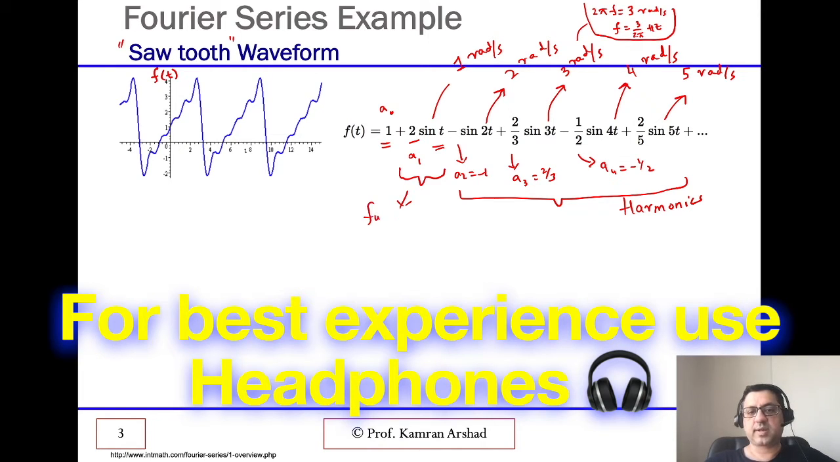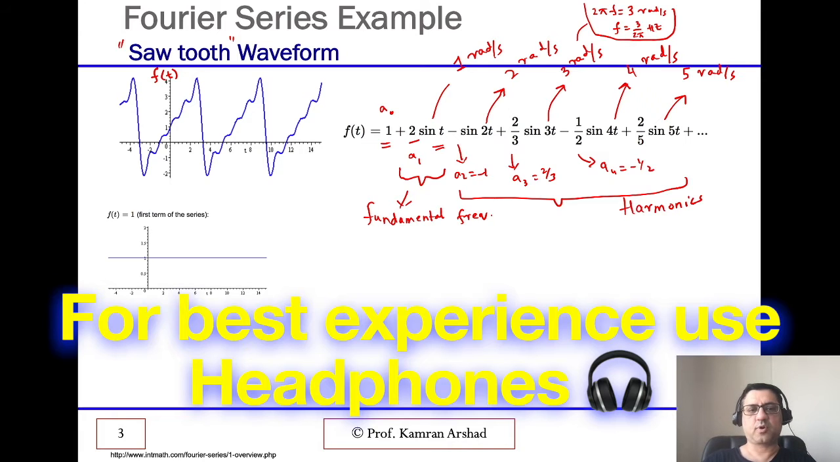So you have a fundamental frequency, in this case 1 radian per second, and then you have harmonics. What I am trying to show you here is this signal. If I add all these terms, you will see I get this signal. So this shows us very clearly that by adding all the components in your Fourier series, you can get your original signal back.